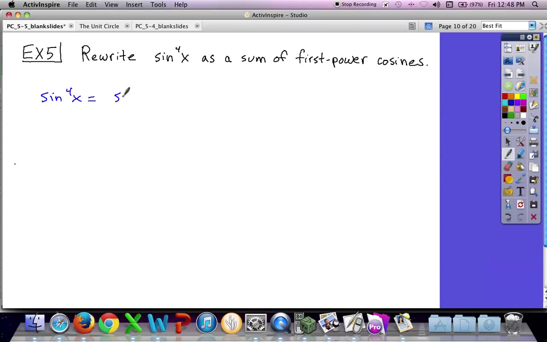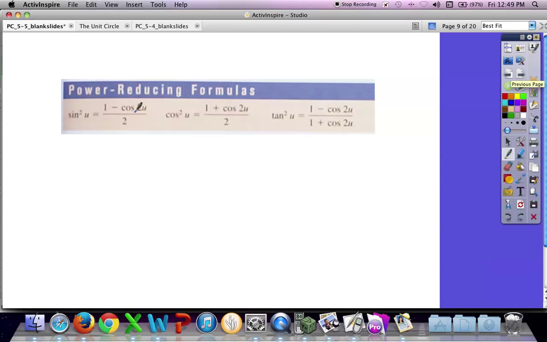How about sine squared squared? Now it's sine to the fourth. And now we have a substitution for that. Right? The substitution, let's get it from the last slide. 1 minus cosine 2u over 2.